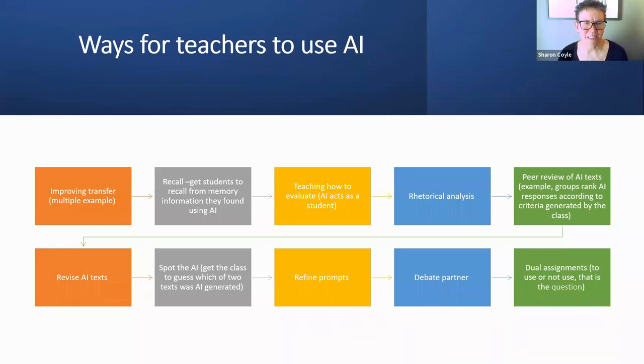You can revise AI text, which is similar to that. I like this one, spot the AI. So have an AI version and a human version and see if they can tell which one was written by AI. That'd be really good for discussions of ethics. Teach them how to refine prompts, get them to practice refining prompts. And you wouldn't even have to get them to sign up. You could do that in class and then you could be the one entering the prompts to see what kind of answers the chatbot was generating.